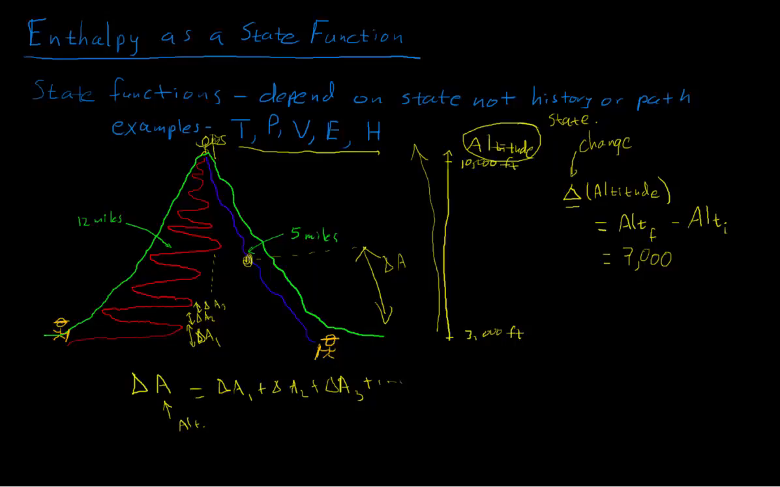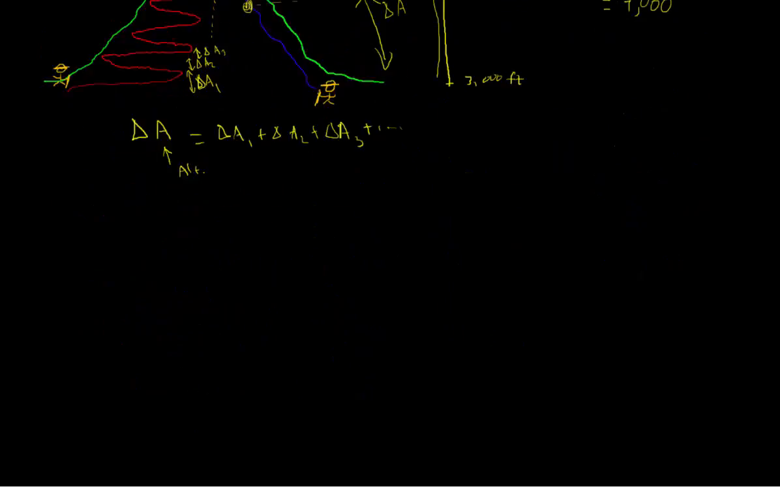Because it doesn't matter whether you get to the top through the red path or the blue path, we can think of breaking this process down into as many steps as we want. And that's exactly the kind of thing that we're going to do when we think about chemical reactions.